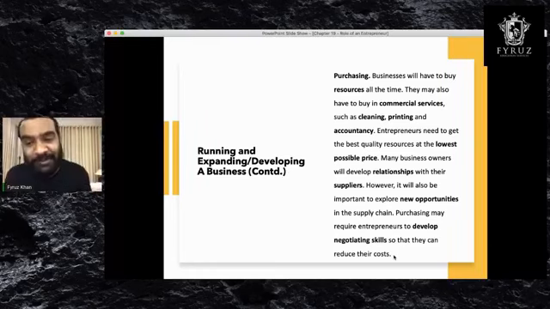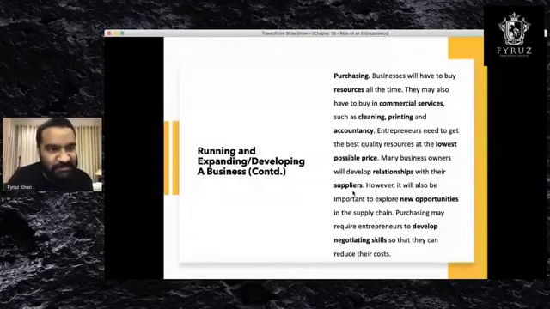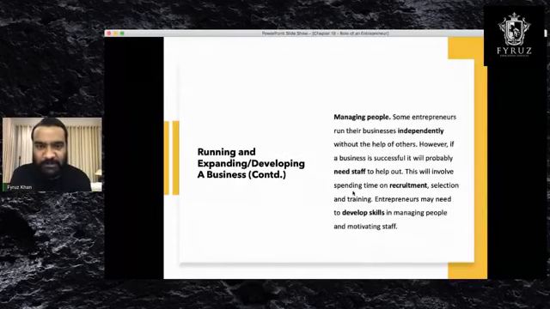But most importantly, try to have a good relationship with your suppliers, because suppliers will give you resources and materials, right? And your product is defined by the resources and materials that you use to make it. So having a good relationship is pertinent in this case. Purchasing. Okay. Managing people.